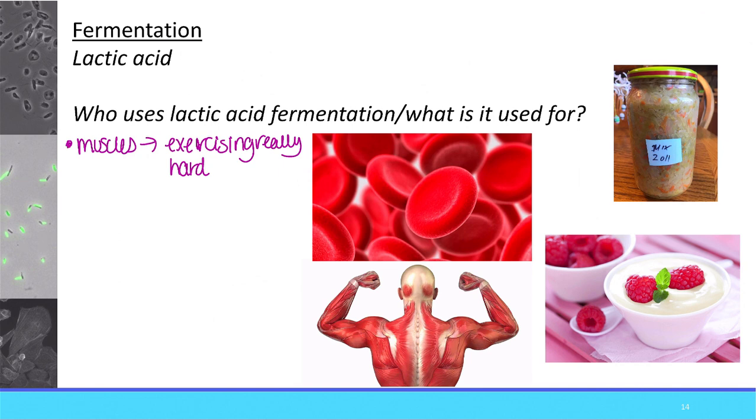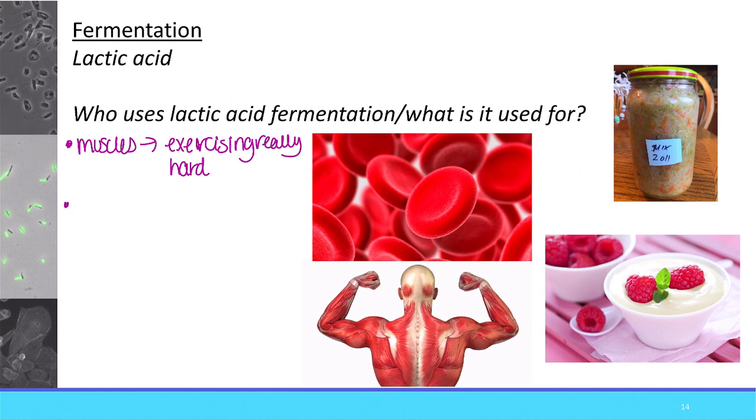But anywho, so when we exercise really hard, our muscle cells will switch from using aerobic respiration, which is really efficient, to an anaerobic pathway, lactic acid fermentation, where we still get some energy management molecules, but just not as many.